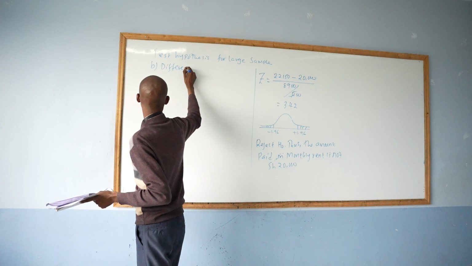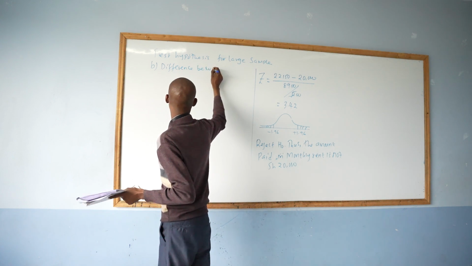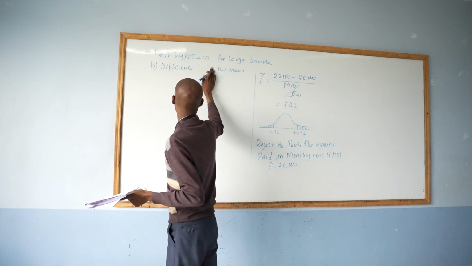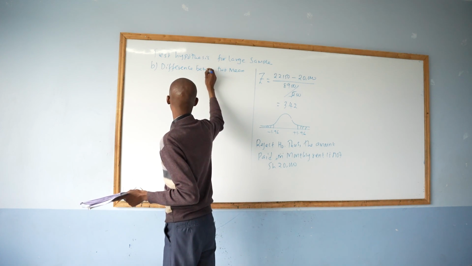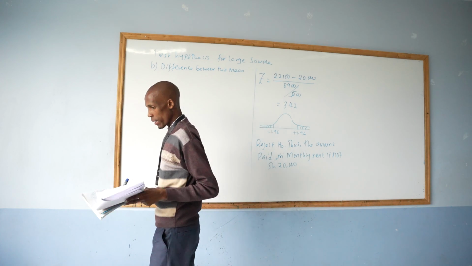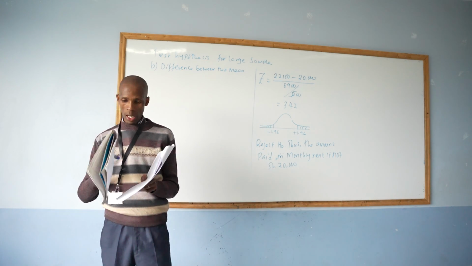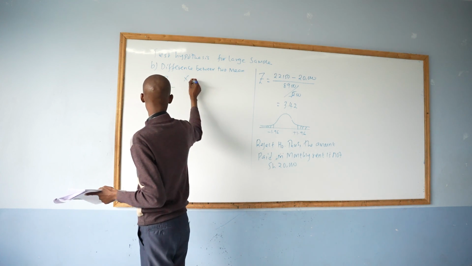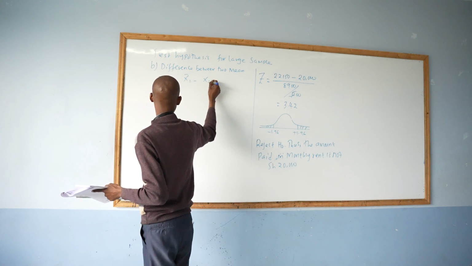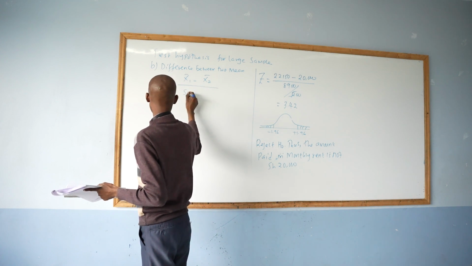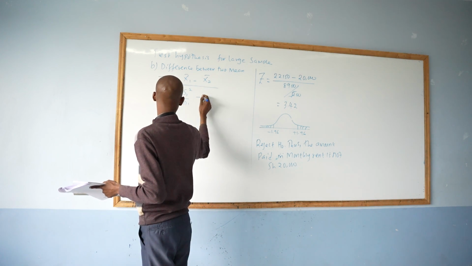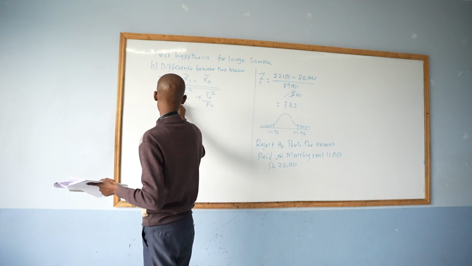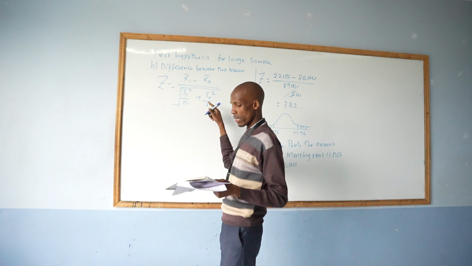difference between two means or averages. Still, this one you find in your notes. The procedure will be the same, but now the Z test will be given as the first mean minus the second mean. Here there are two means, with S1 squared divided by N1 plus S2 squared divided by N2. So the standard deviation of the first one, and the standard deviation of the second.